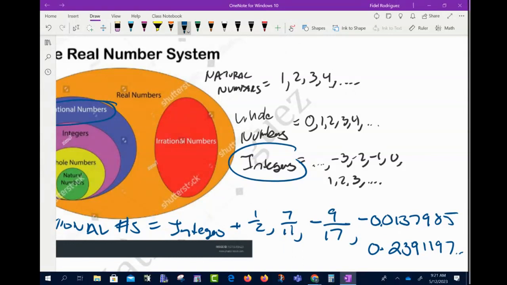Okay. So I have all my integers. I have negative 1, 2, 3, 4. I have 0, 1, 2, 3, 4. I have any number that I can write as a fraction where the top number and the bottom number are integers, like 1 over 2, 7 over 11, negative 9 over 17, right? All those decimals.